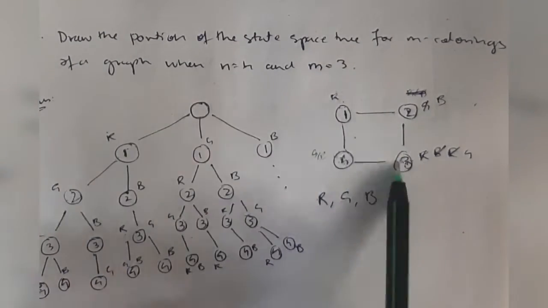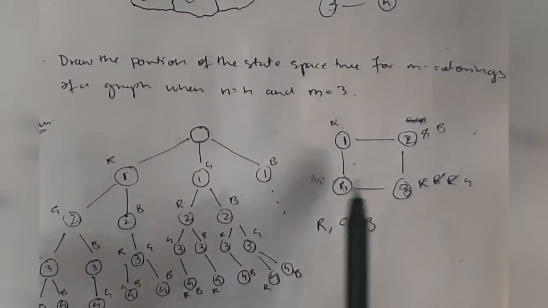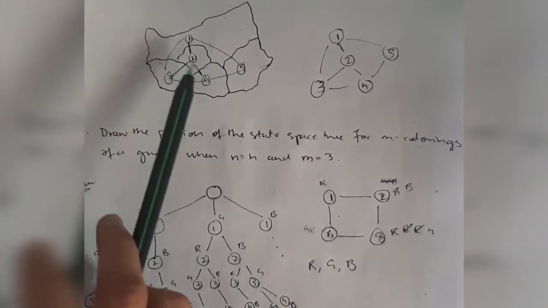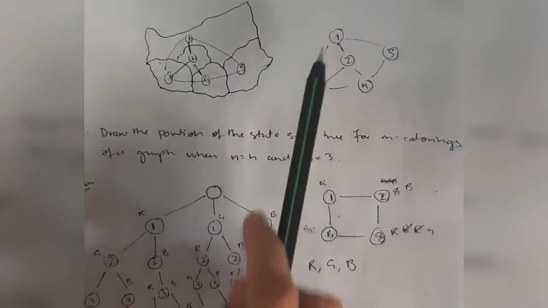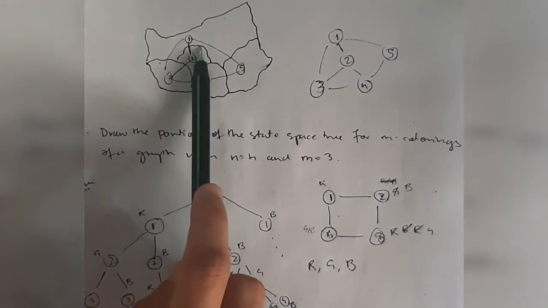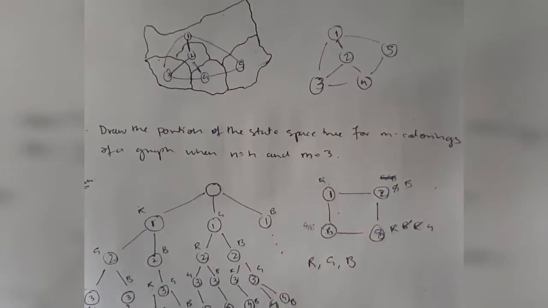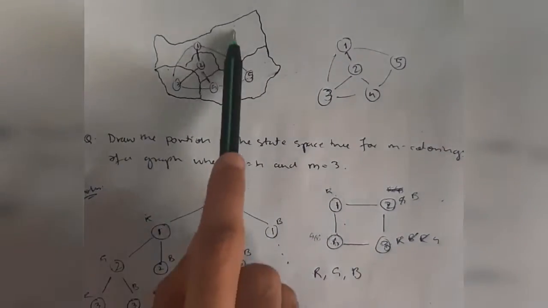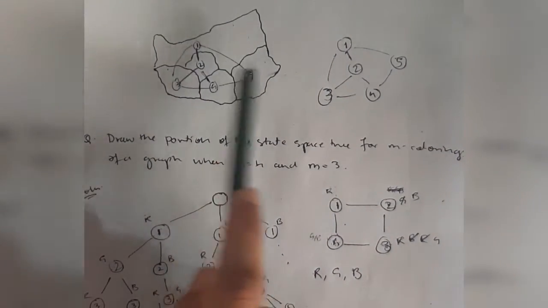So by using this node numbers here, we'll be using the same node numbers in the map also. See here, first node was this, so whatever the color combination we get here for all the nodes, that one will be applying in this map. So we can get a variety of combinations in which the adjacent two states will not have the same color.